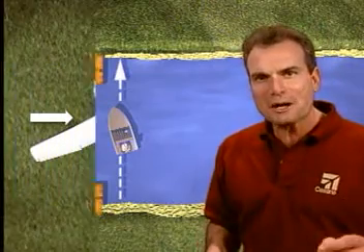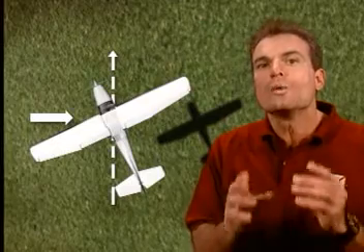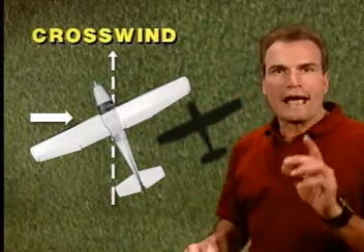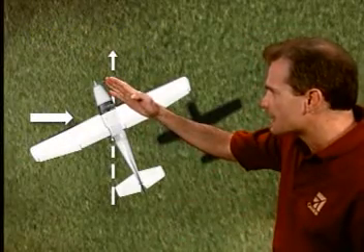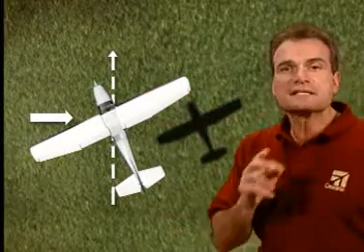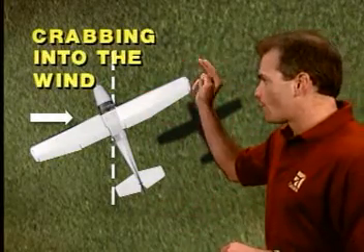Well, wind affects airplanes in flight the same way. If the wind is coming from the side, we call it a crosswind. And just like the boat, you will have to point your airplane into the wind to go on a straight path to your destination. This is called crabbing into the wind.